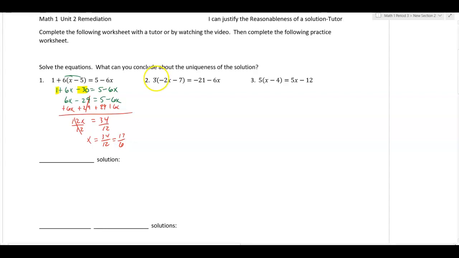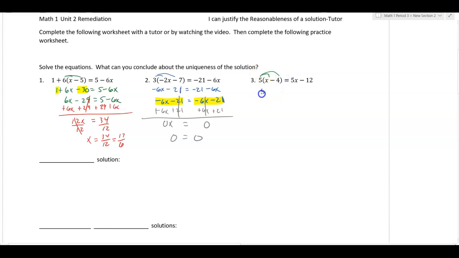But the next one, I know I have to simplify each side again, so I'm going to distribute. Negative 6x minus 21 is equal to negative 21 minus 6x. One thing I want you to notice is the left side is identical to the right side. When I add 6x to both sides and add 21 to both sides, I get 0x equals 0. So 0 times x is just 0, and I have no variable left to solve. So what does that mean? We're going to come back to that in a second.